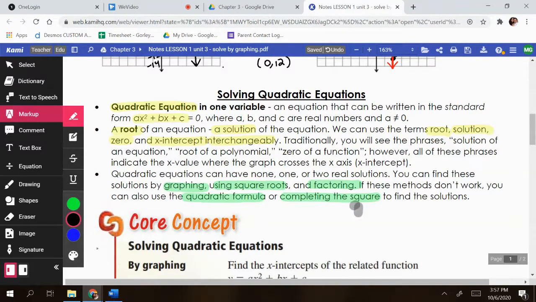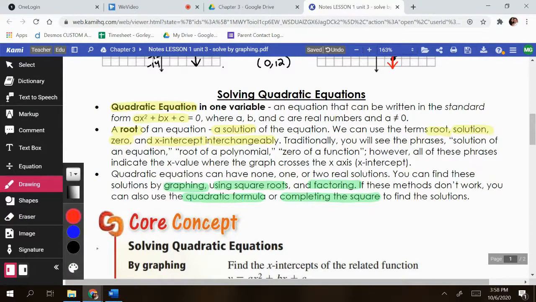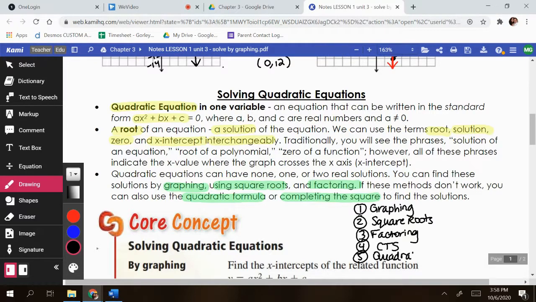Okay, so in this chapter, we're going to be solving quadratic equations by graphing, using square roots, factoring, completing the square, and quadratic formula. Okay, so CTS, like I said, CTS is going to be completing the square.